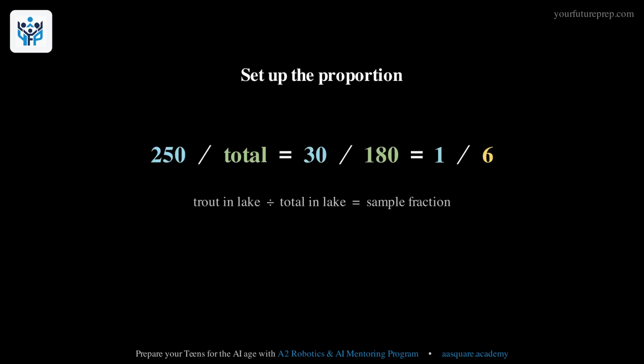Now set up a proportion. The fraction of trout in the whole lake must equal the fraction in the sample. So 250 divided by the total number of fish equals 1 over 6.